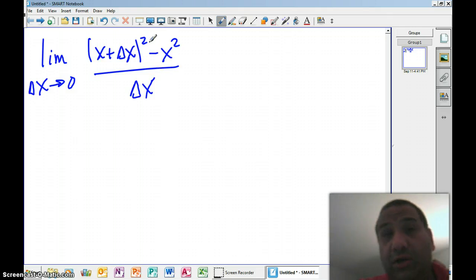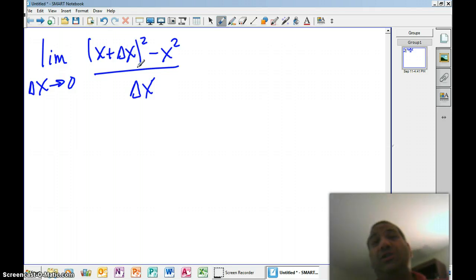So, first thing I'm going to do is I'm going to FOIL the top. Well, no, that's wrong. The first thing I'm going to do is try to plug in 0. And if you notice, I get 0. Here, if I plug in delta x to be 0, I do get 0 over 0. That's an indeterminate form. So we're going to have to use some factoring.